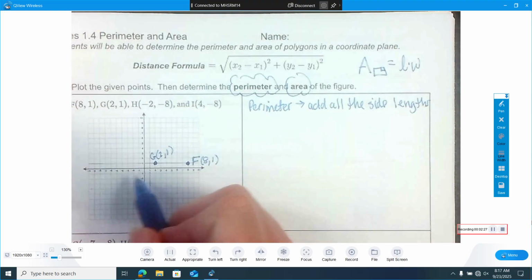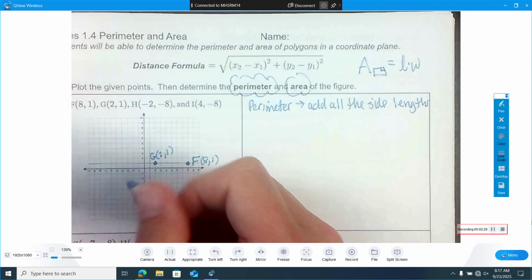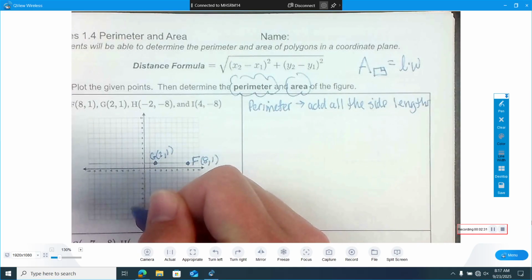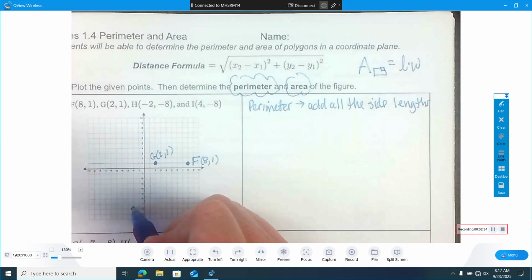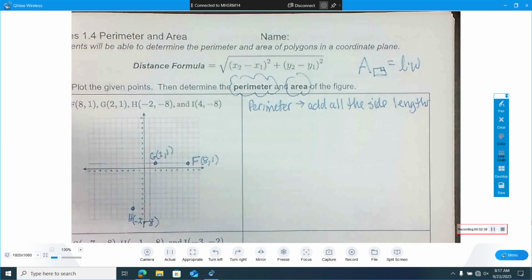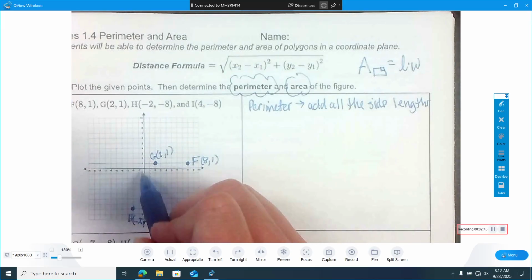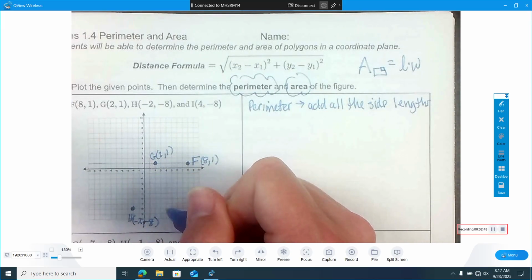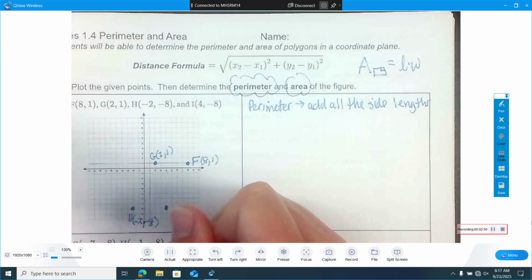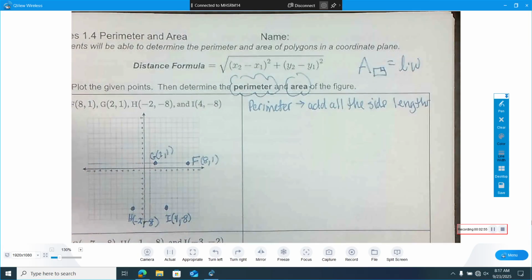H is at negative 2, negative 8, so I need to move left 2 and then down 8. So negative 2, negative 8 is point H. And then I is at 4, negative 8. So I need to move right 4 and then down 8. Oh, my eyes are getting old. Boy, it really just hits like a wall. All of a sudden, you're like, whoa, what is going on?